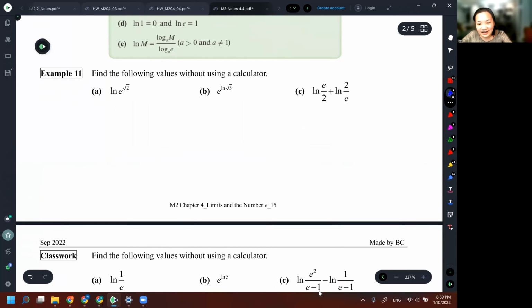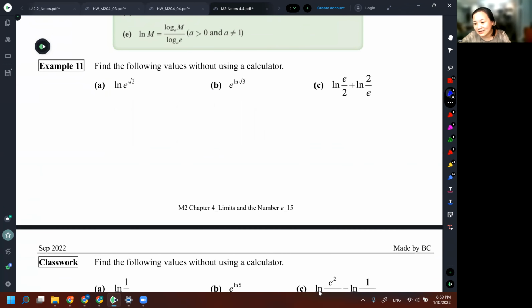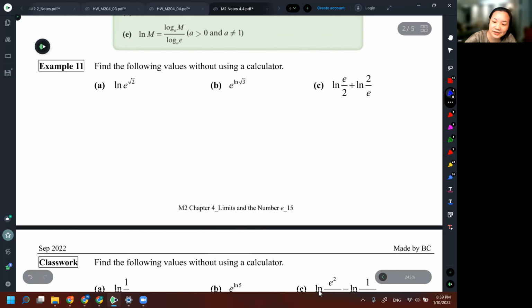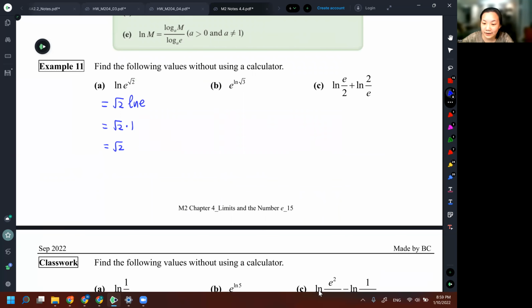Okay, now evaluate without calculator. This is just some log thing. So this is equal to √2 times log e. That is √2 times 1 equals √2. This one, I really don't know if you know. This one is equal to √3. This one I don't know. There is nothing I can do.